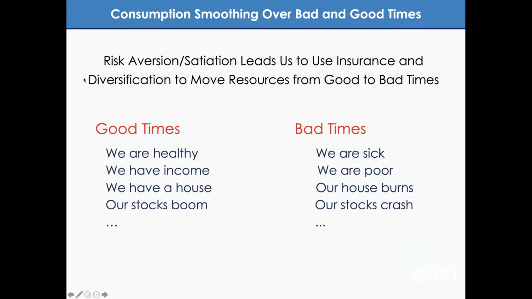So we want to move resources from the good times to the bad times. We do that by buying insurance, and we do that by diversifying our portfolios. Just like we move resources from when we're young and working to when we're old and not working, when we're retired. So we take these actions to make sure we have something to spend in all these situations, when we're old, when we're retired, when we've had some bad luck, and when we have seen the markets crash.